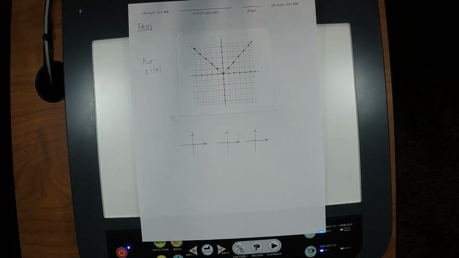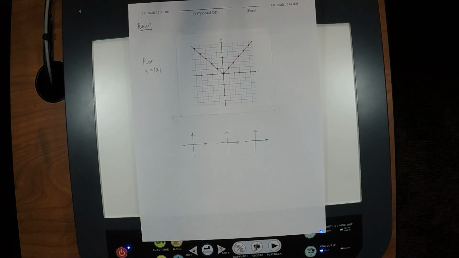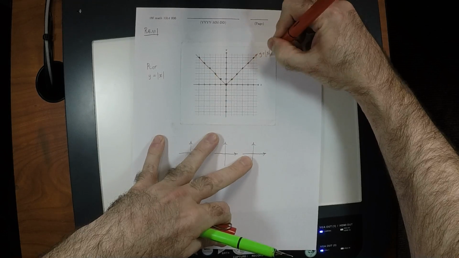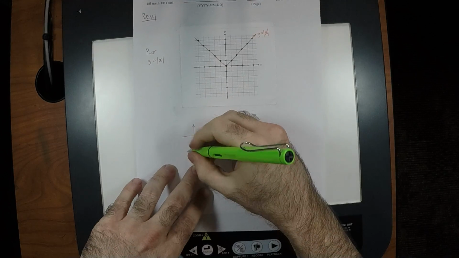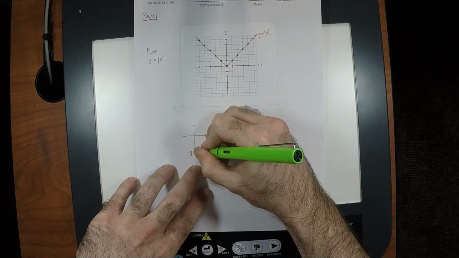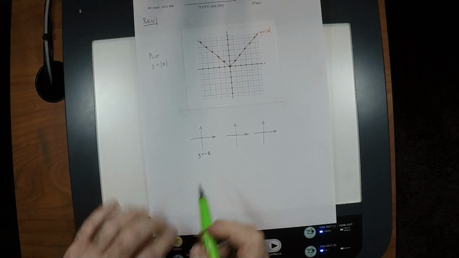So specifically, I'm going to plot this one up here, this is y is absolute x. And then for this one, I want to plot something y is equal to some negative number, so like y is equal to, say, negative 2. So what will that look like when you plot it?